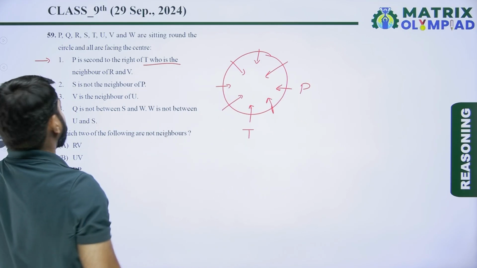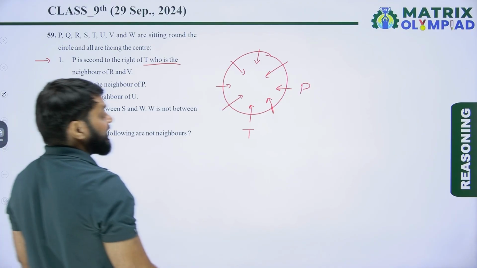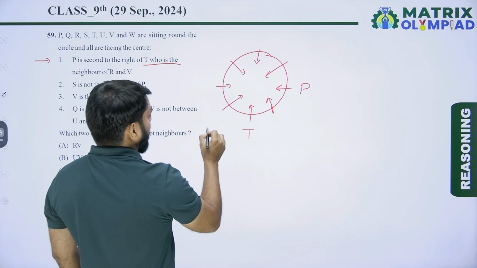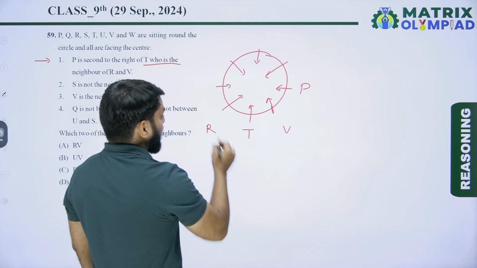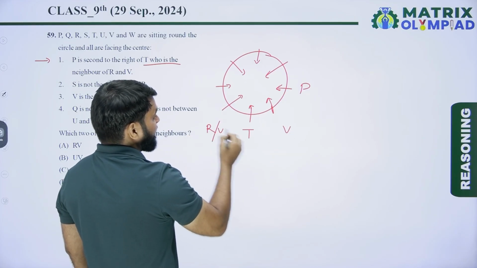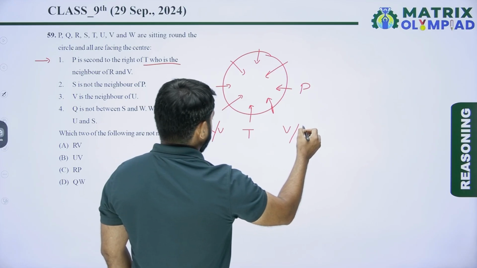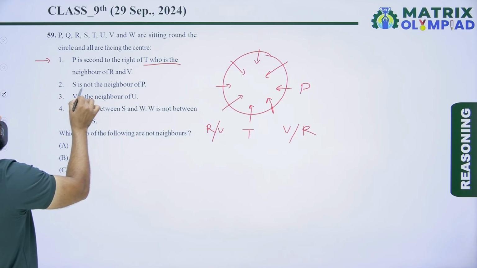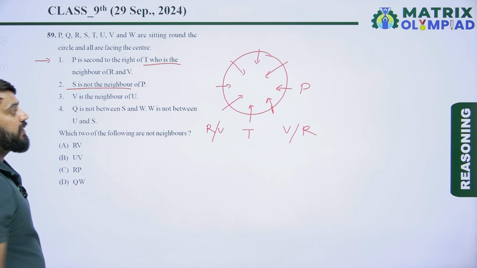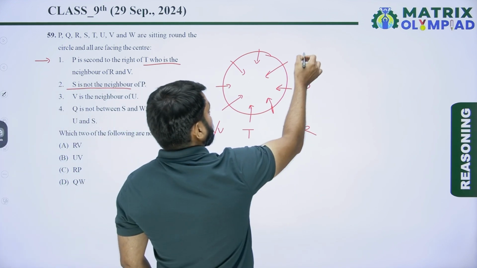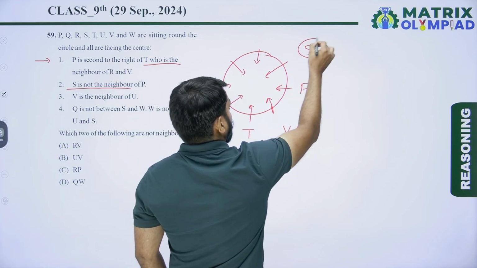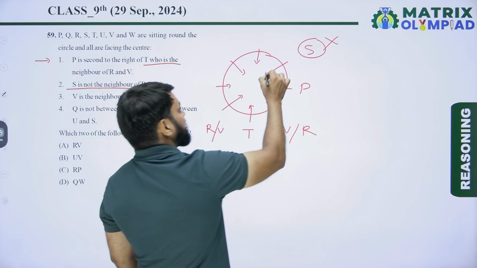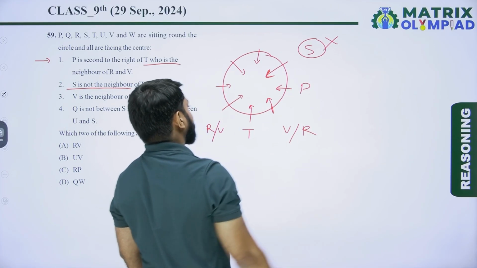T is the neighbor of R and V. Now here is R, then here is V. S is not the neighbor of P. S is not the neighbor of T. So this place is not for S.